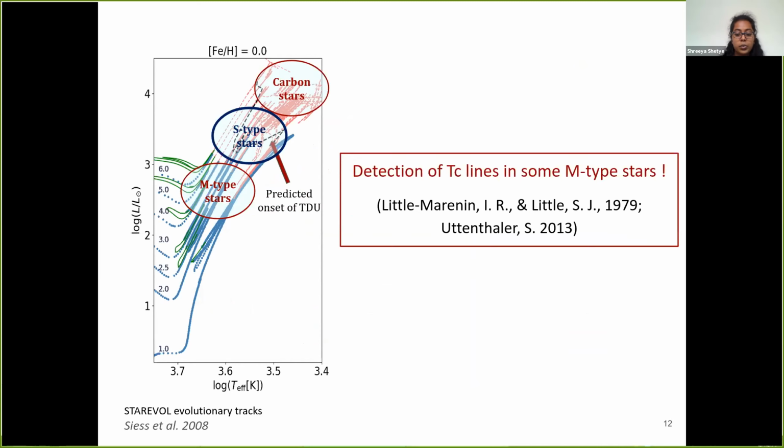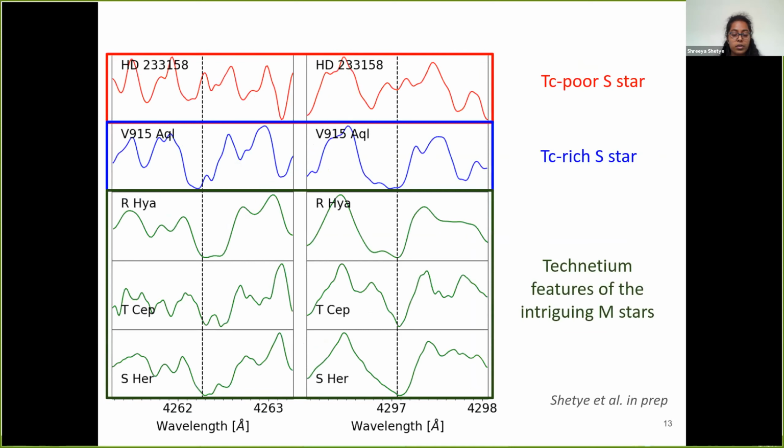So to investigate it, we collected some high-resolution spectra for some M stars from this Uttenthaler sample to really check these technetium lines and to also further perform a spectroscopic investigation. So here I'm comparing the two technetium lines of 3 M stars in green with the spectra of a technetium-rich S star as well as a technetium-poor S star. And you can quite see that the resemblance of these technetium features with the one of the technetium-rich S star is pretty clear, and this star is unambiguously technetium-rich. So definitely the technetium-rich M stars do exist, of course. So now we want to understand really how they produce technetium and what are their other parameters and so on.